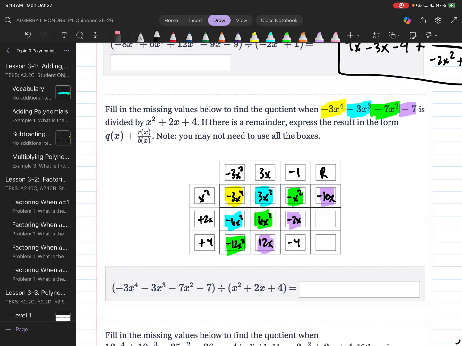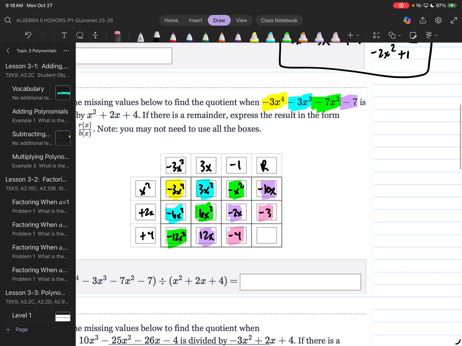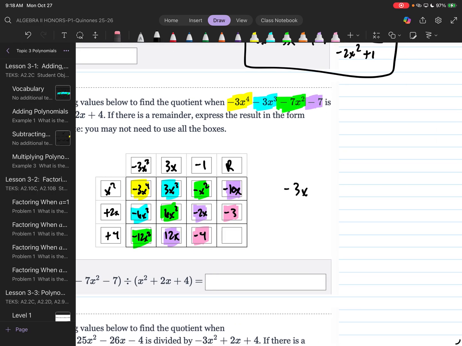So this is my remainder. Right, now I need to focus on my constant. It has to be negative 7, so what's the only possible thing there? Negative 3. So then what's my answer here? Negative 3x squared plus 3x minus 1 plus my remainder, which is negative 10x minus 3, divided by x squared plus 2x plus 4.